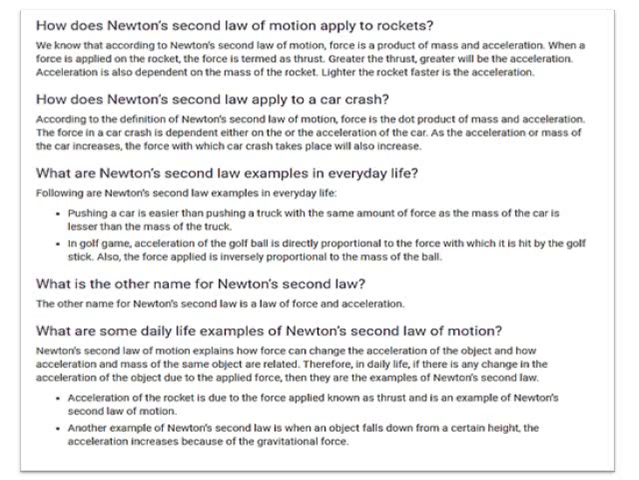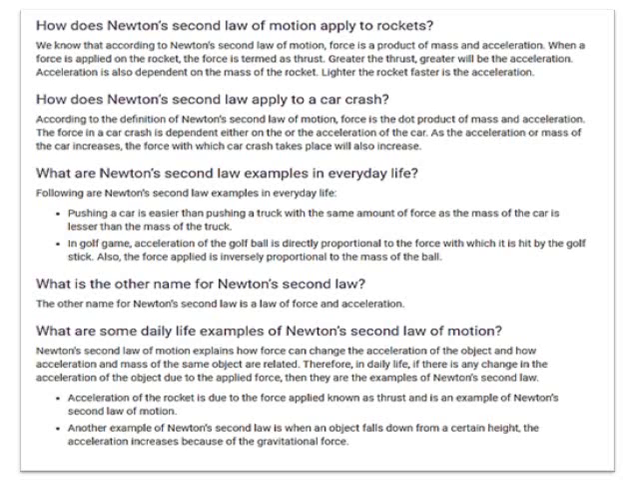Following are Newton's second law examples in everyday life. Pushing a car is easier than pushing a truck with the same amount of force, as the mass of the car is lesser than the mass of the truck. In a golf game, the acceleration of the golf ball is directly proportional to the force with which it is hit by the golf stick. Also, the acceleration is inversely proportional to the mass of the ball. Next question. What is the other name for Newton's second law? The other name for Newton's second law is the law of forces and acceleration.